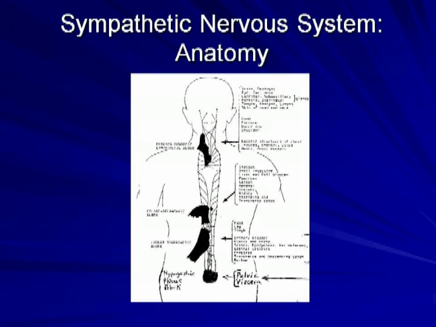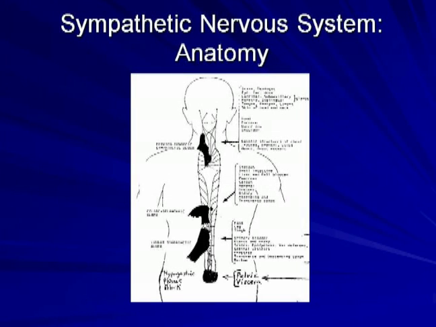The sympathetic nervous system is organized. The sympathetic nervous system, where does it originate? What levels? Anyone? Thoracic what? Where does it start? T1, down, and how low does it go? Anybody?